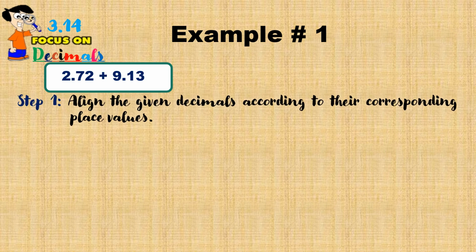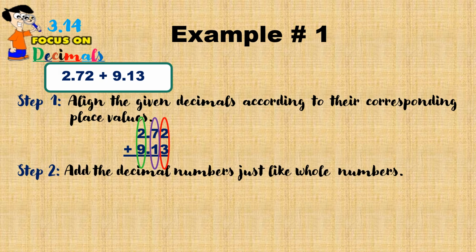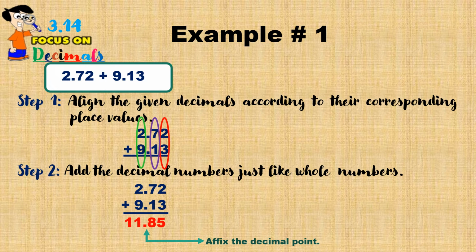Step 1. Align the given decimals according to their corresponding place values. We have hundredths, tenths, and ones. Step 2. Add the decimal numbers just like whole numbers. So start from right to left. So 2 plus 3 equals 5, 7 plus 1 equals 8, and 2 plus 9 equals 11. So 2.72 plus 9.13 equals 11.85. Do not forget to affix the decimal point.